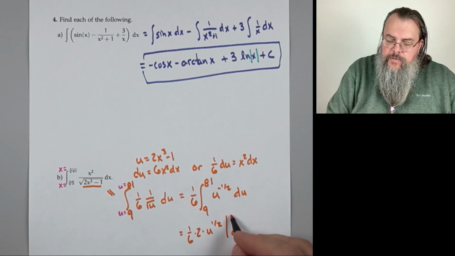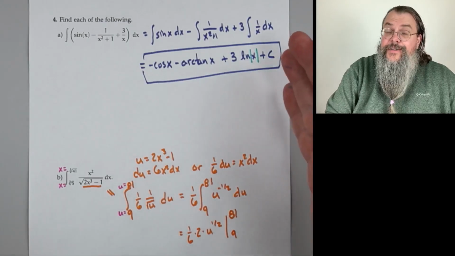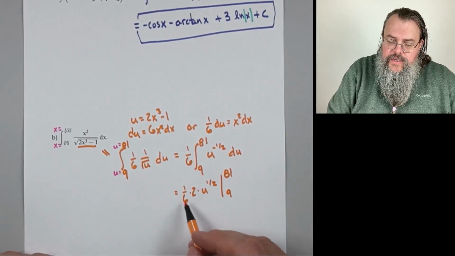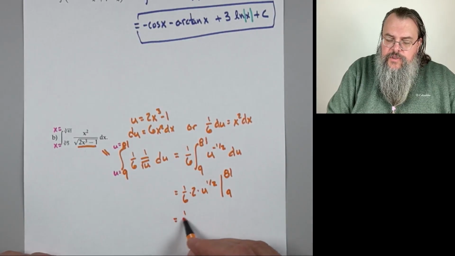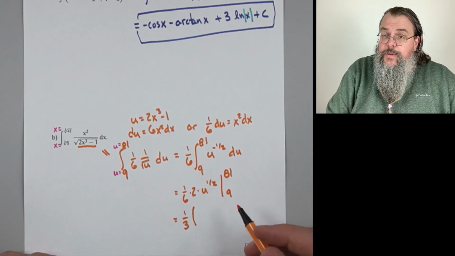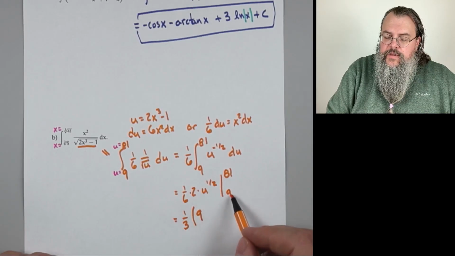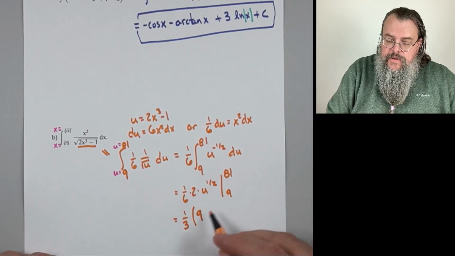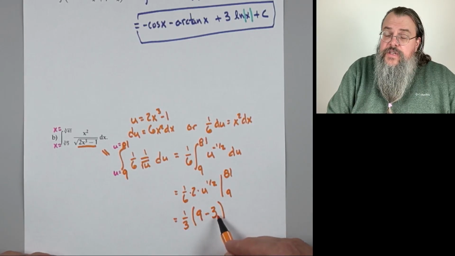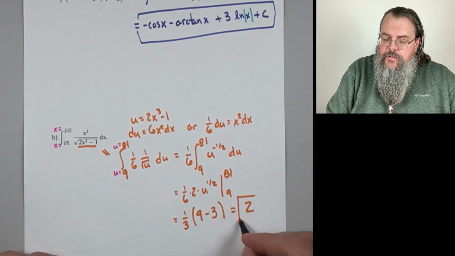Evaluate from 9 to 81. No c here, it's a definite integral. C here for indefinite integral. All right, well, we're almost there. A 6 times 2 would be a third. 81 to the 1/2, that's the square root of 81. That's 9, minus 9 to the half. 9 to the half is 3. 9 minus 3, 6. 6 times a third is 2.